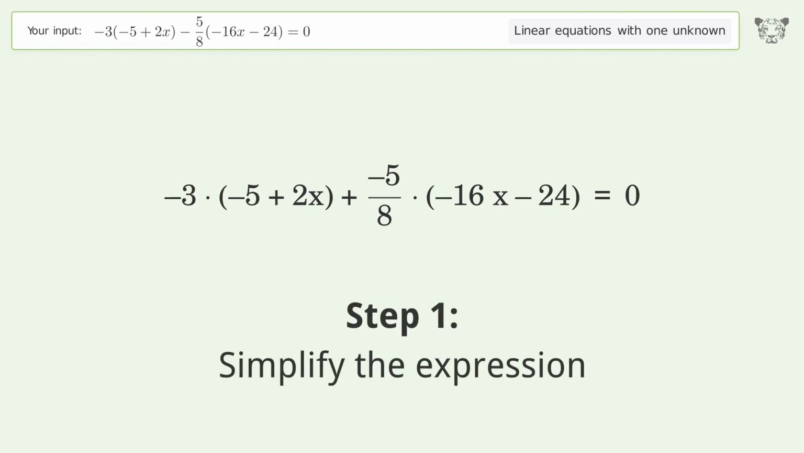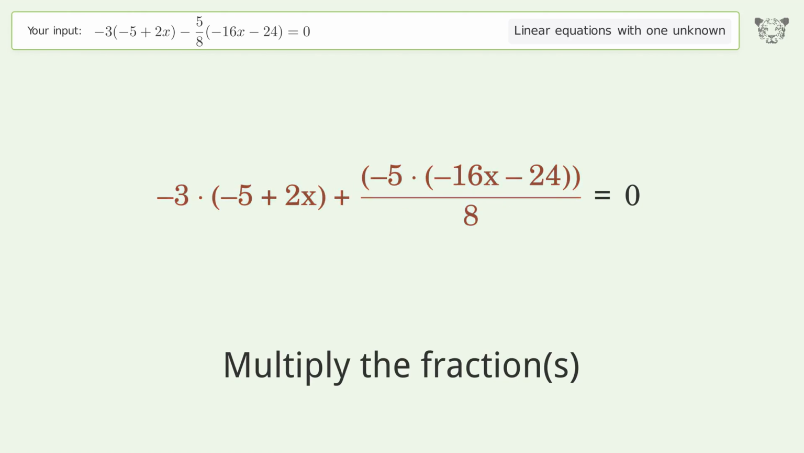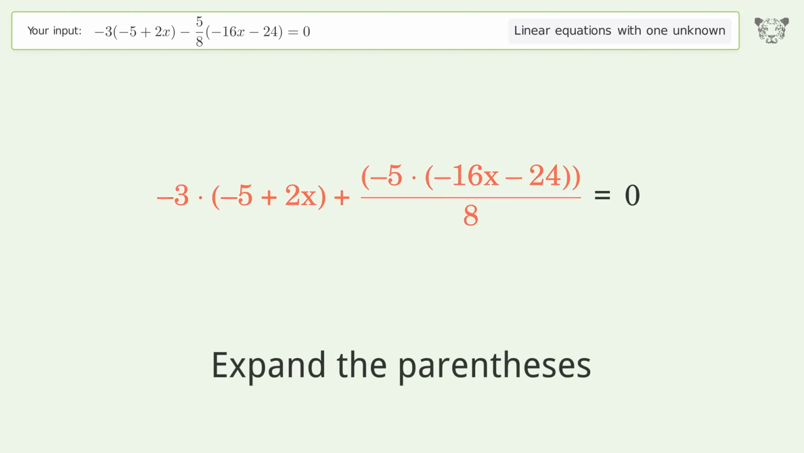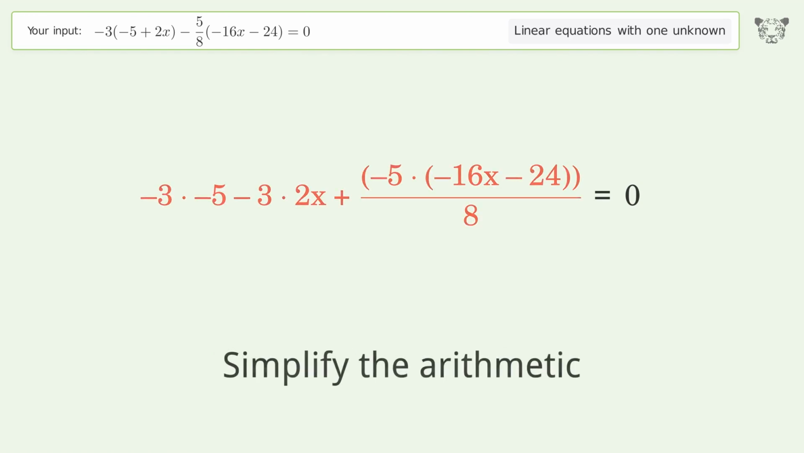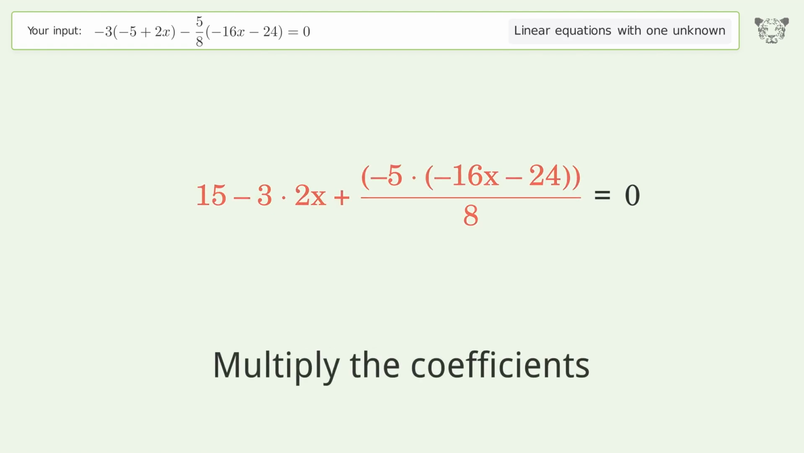Simplify the expression. Multiply the fractions. Expand the parentheses. Simplify the arithmetic. Multiply the coefficients.